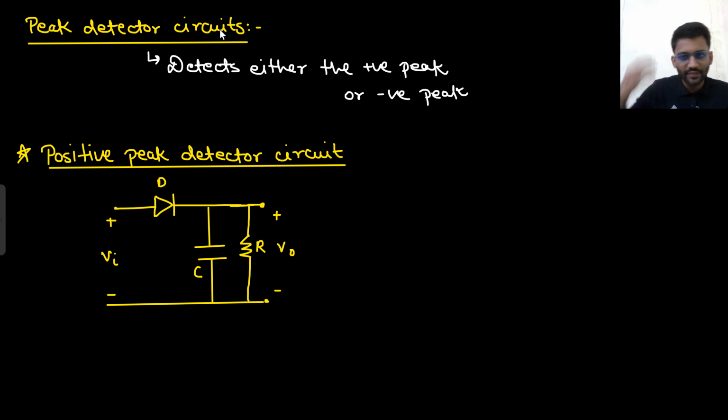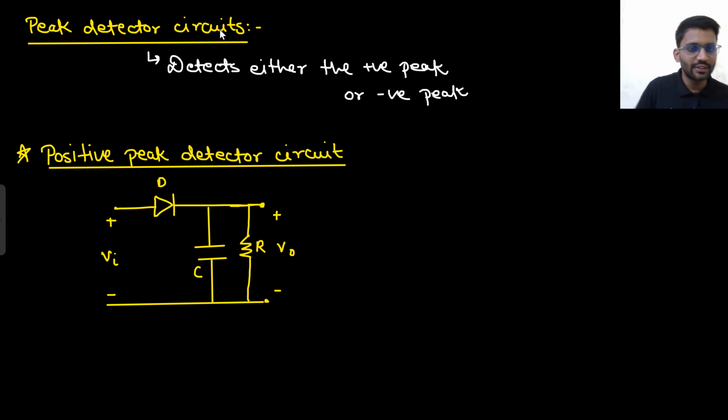It can detect the positive peak as well as the negative peak. So there will be two peak detectors. The positive peak detector will detect the positive peak value, and the negative peak detector will detect the negative peak value.